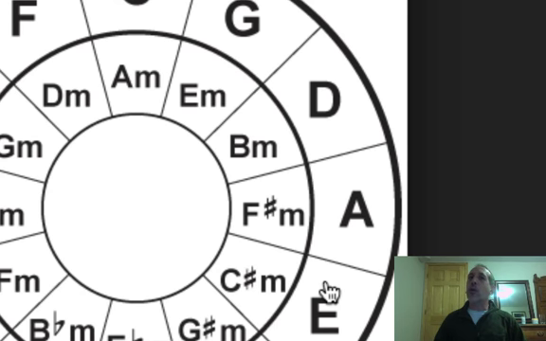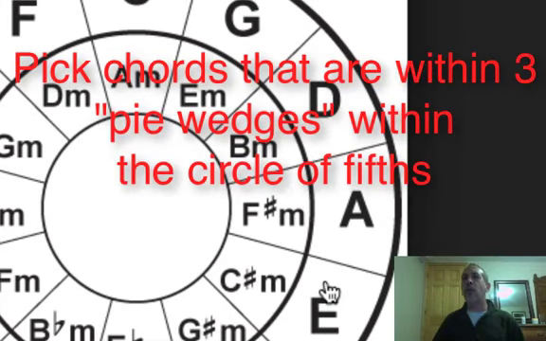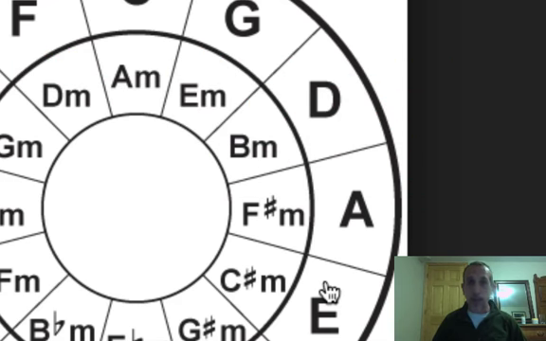So when we want to make our own chord progression, a great way to start is to make sure that we're picking chords that are all within 3 pie wedges of each other on the circle of fifths. Okay? All right, so let's try it and let's make up a couple of chord progressions, and then we'll talk about some guidelines about how we can choose a chord progression that's going to be sad, or happy, or epic and adventurous, or bittersweet and melancholy. Okay?